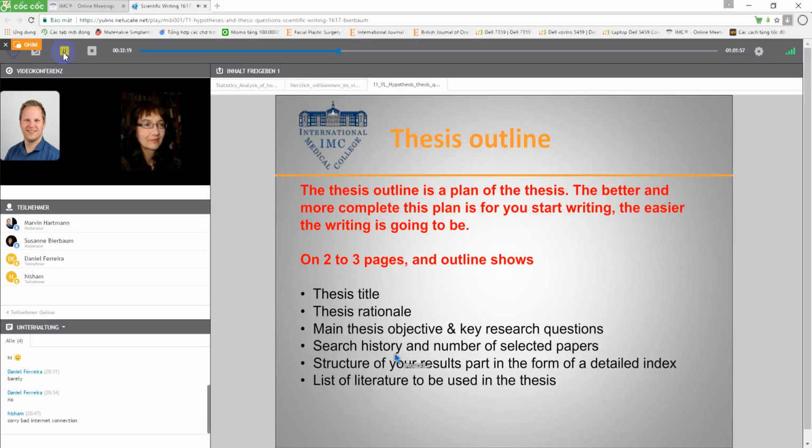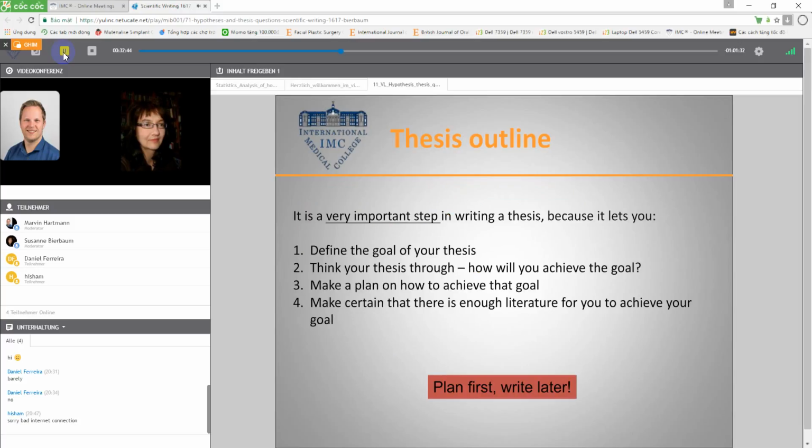The provisional structure of your results part. Now it sounds like I haven't written anything, so how can I already write my index? Yes, definitely do it at the beginning, because that means you build the plan for the thesis. You just have to fill things out, and then you see what you need to write about. And of course, the list of the literature to be used in the thesis. So get to the detail moment.